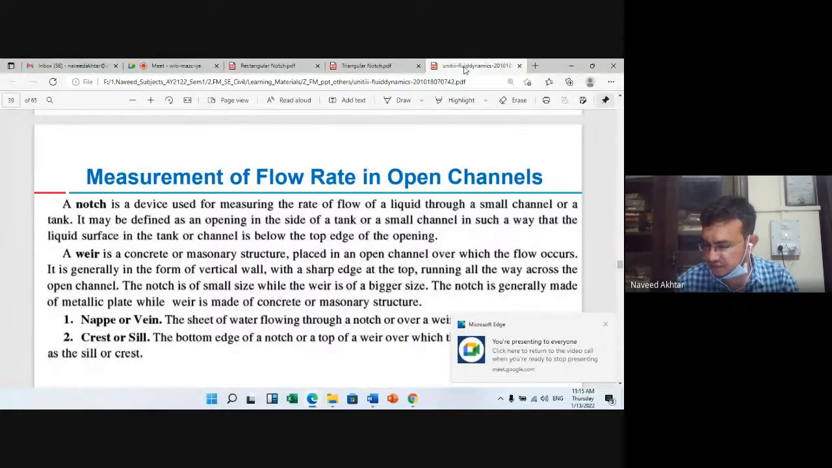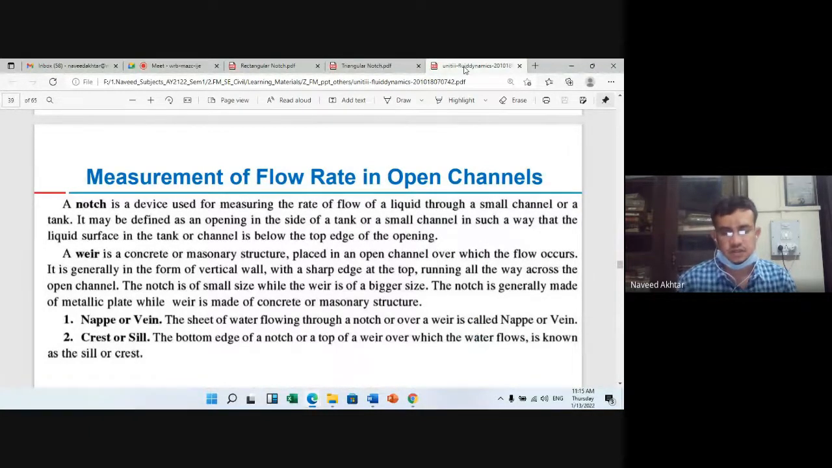First we will see notches, because the fifth unit is running, and then we will run the sixth unit. Okay, a notch is a device used for measuring the rate of flow of liquid through a small channel or a tank. It may be defined as an opening in the side of a tank or a small channel in such a way that the liquid surface in the tank or channel is below the top edge of the opening.